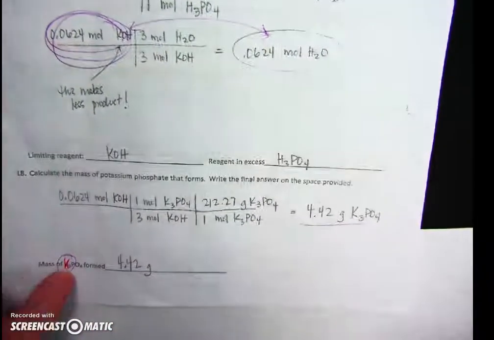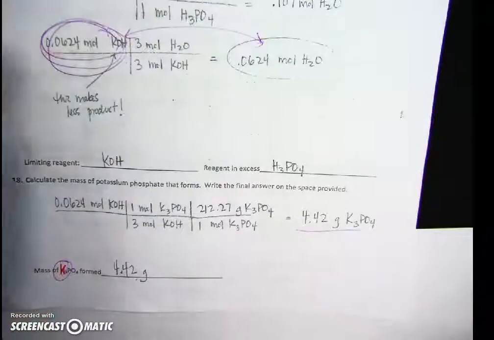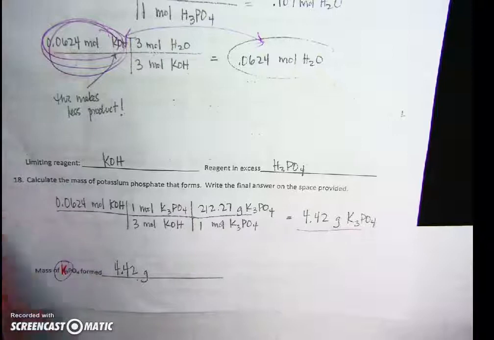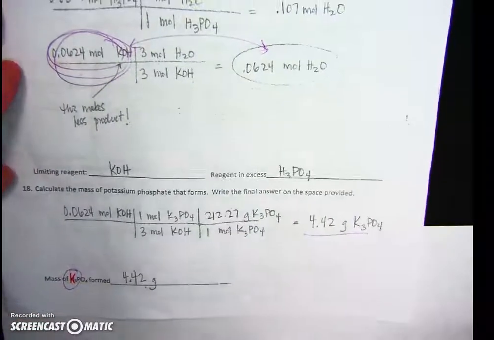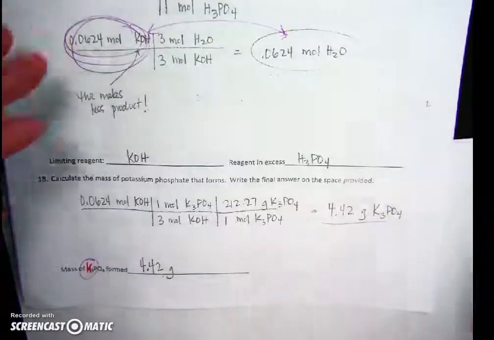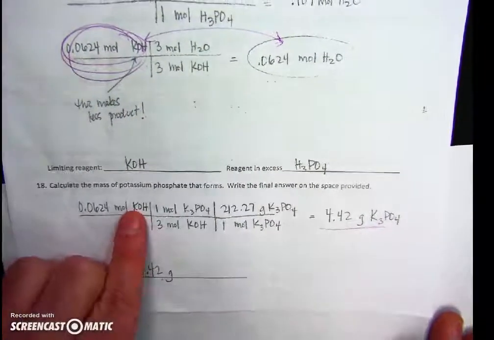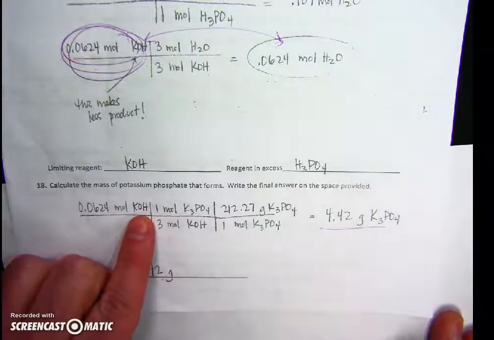That was a typo. Sorry about that. I want you to fix that number. So in essence, one must determine which is limiting before moving forward in determining how much product you get. If this question also asked how much water was formed, again, you must start with the limiting reagent.